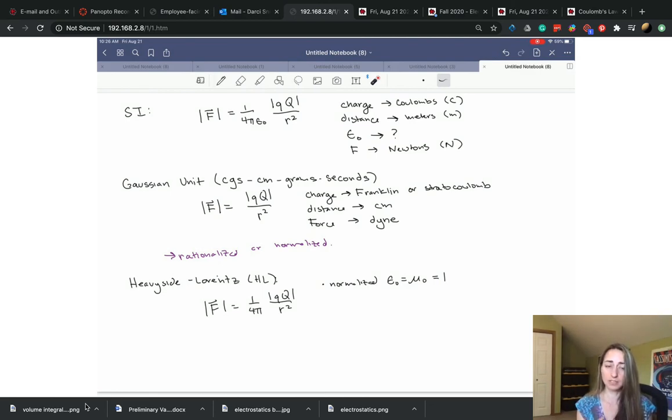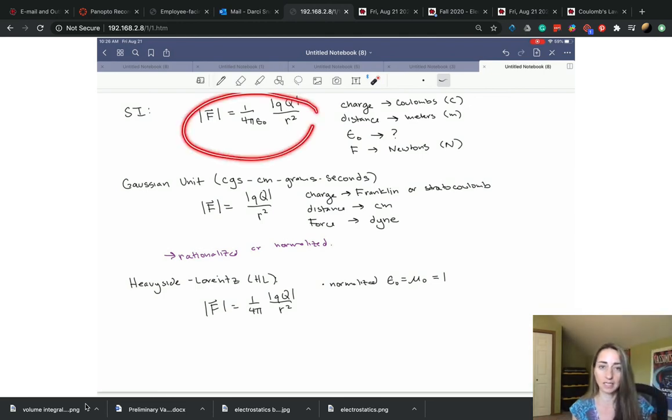Okay, so those are the 3 unit systems you guys will most commonly see if you're doing some research here. In this class, because we're familiar with it and we're trying to learn, we're going to use the SI unit system.